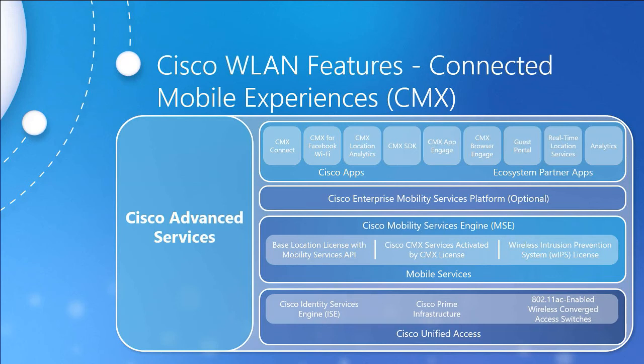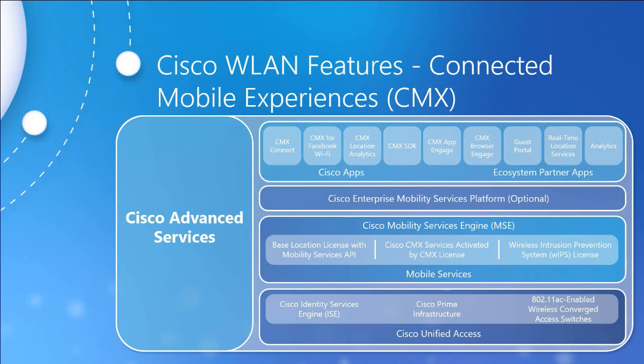Now, it's all supported by Cisco as well as their ecosystem partner apps and services. That middleware layer is optional and includes the Enterprise Mobility Services Platform, or EMSP. Mobile Network Services focuses on presence, service discovery, security, and APIs. The network element layer delivers visibility, control, optimization, and security.